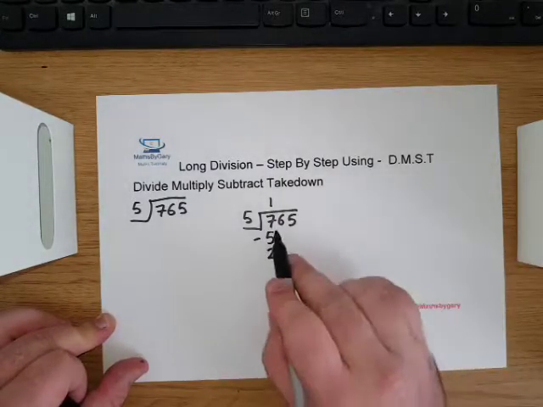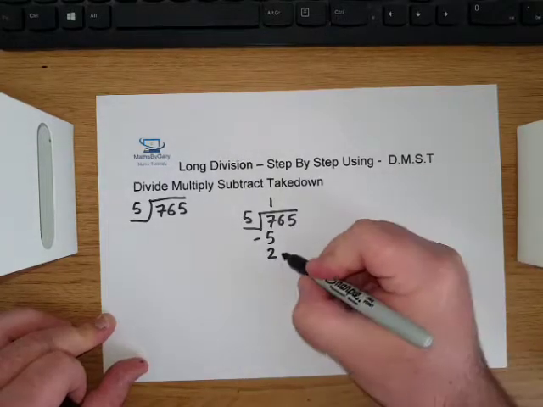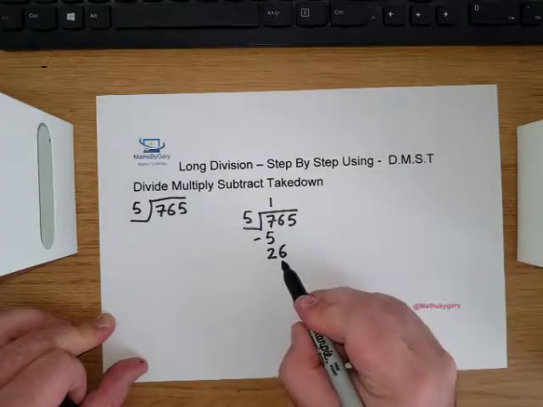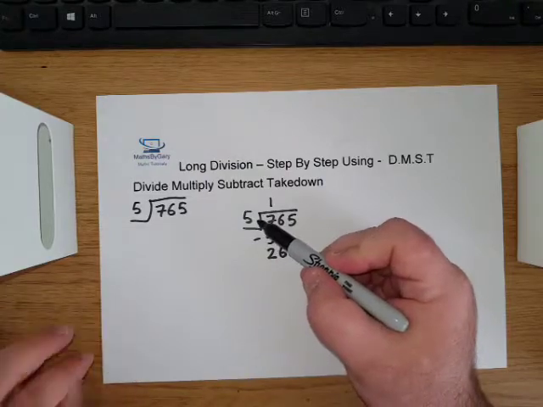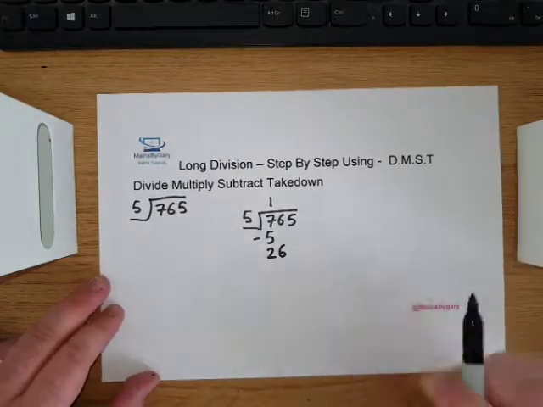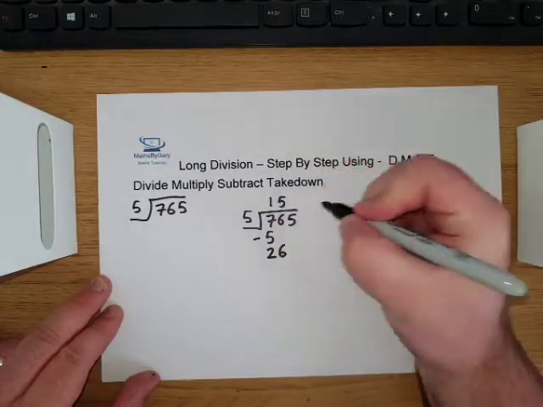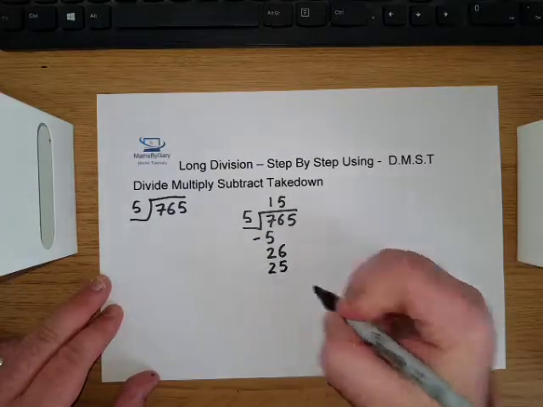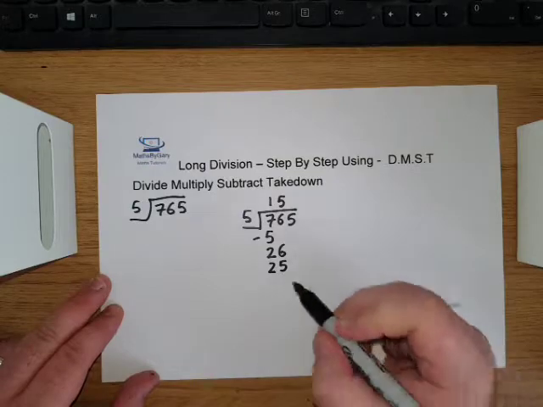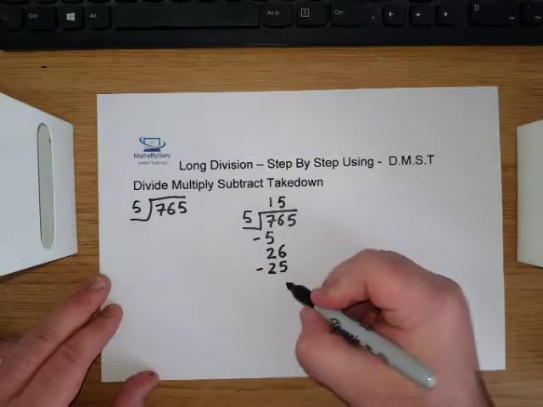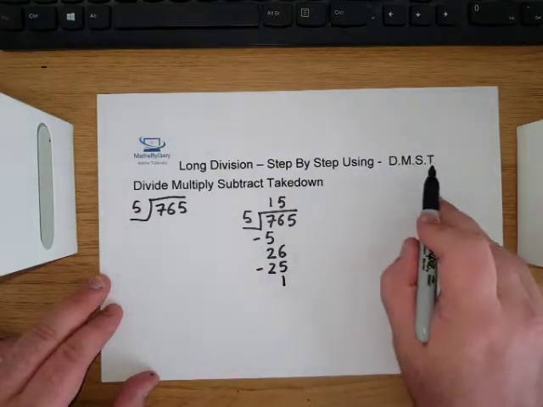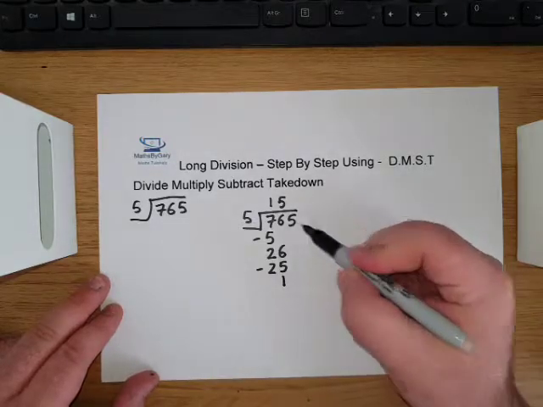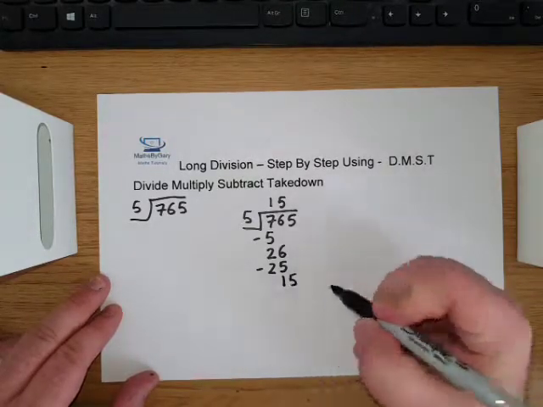And then T for take down the next number, which is 6. So we now have a new number of 26. And we want to find out how many 5s are in 26. So 5 5s are 25. So 5 times 5 gives us 25. Subtract, 26 minus 25 gives us 1. And lastly, T for take down the next number, which is 5, comes down, giving us 15.